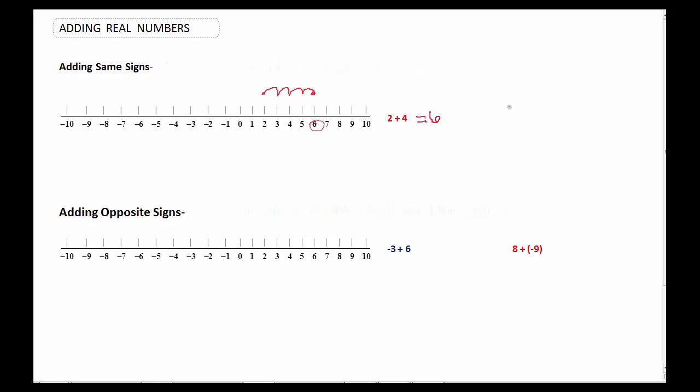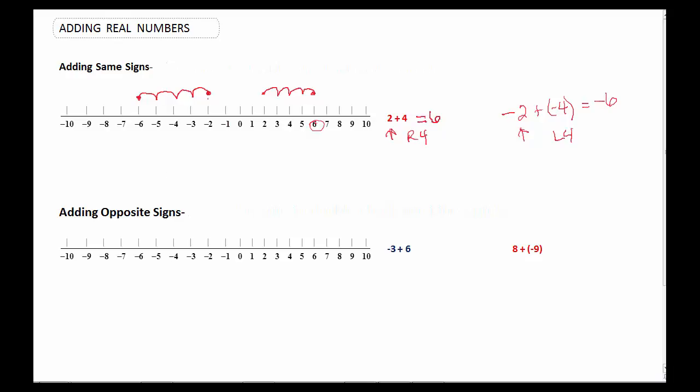What if that had been negative 2 plus a negative 4? Well, we would have started at negative 2, and we would have gone in the negative direction 4 units, so to the left. So we will go 1, 2, 3, 4, and that gets us to negative 6. So we start here and we go left 4. In this example, we started here and we went right 4.